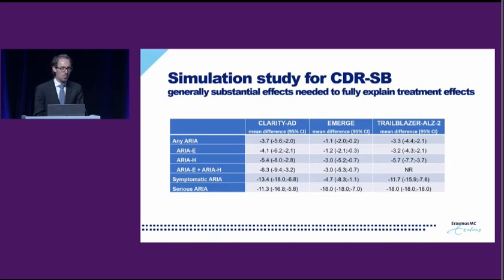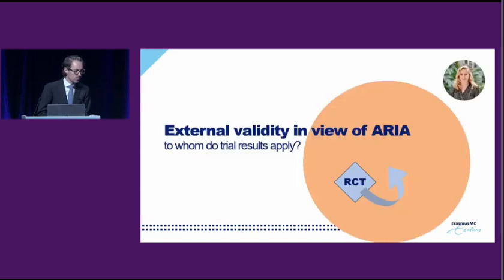Here you see the same numbers as you can extract from the graph, but then represented in a table. And again, you see here that for any ARIA, these numbers are, especially for EMERGE, on the small side, but they quickly become much bigger and probably unrealistically high if you look at the symptomatic ARIA. I do want to stress here that the confidence intervals are wide, so you have to take that into account also, that there is some variability here in the estimates. But overall, the takeaway here is that unblinding is unlikely, I think, to fully explain these treatment effects.